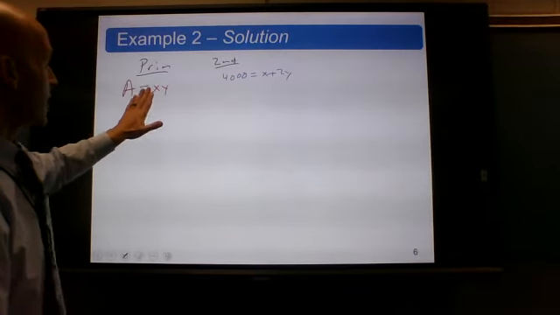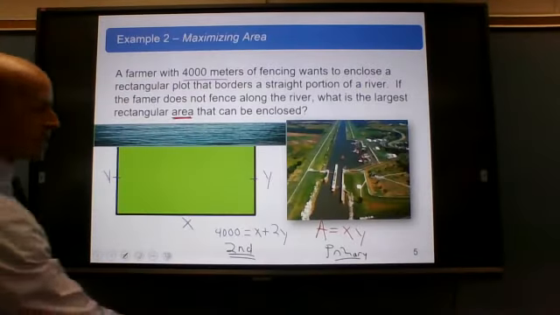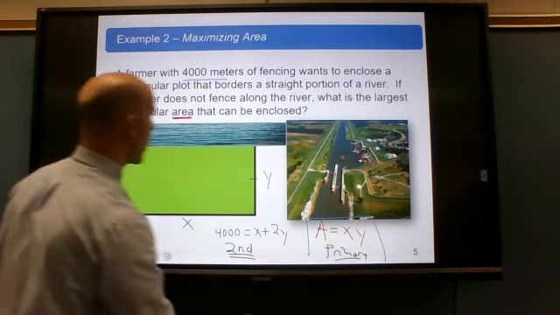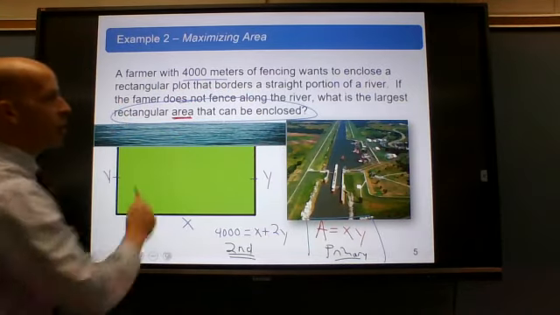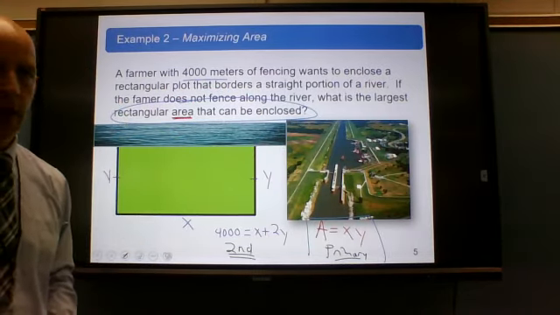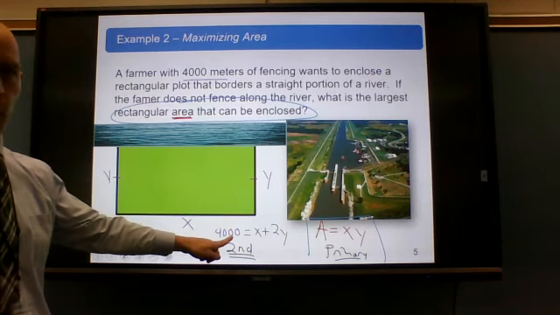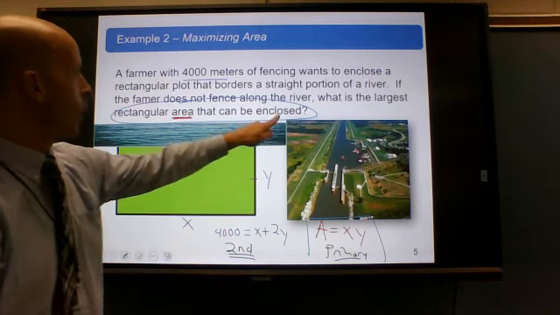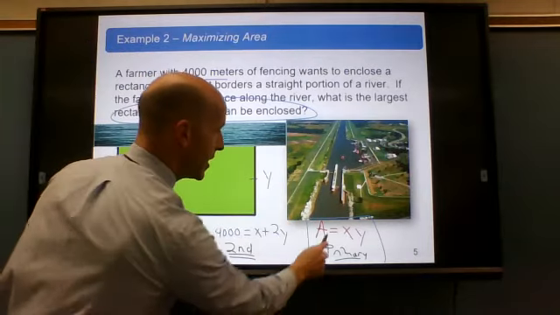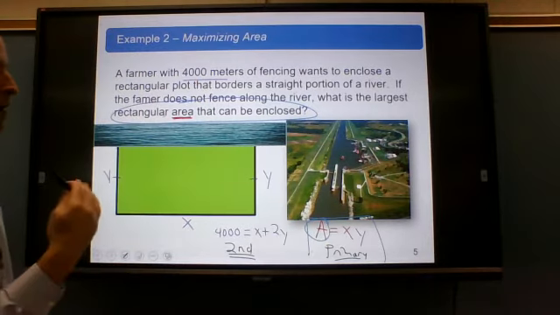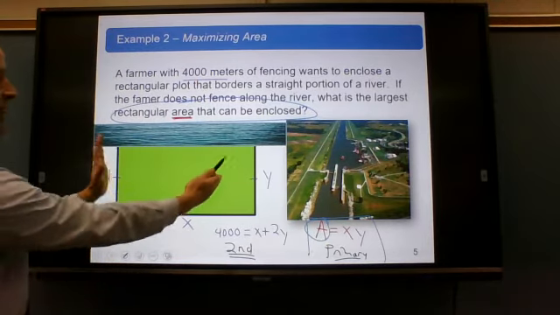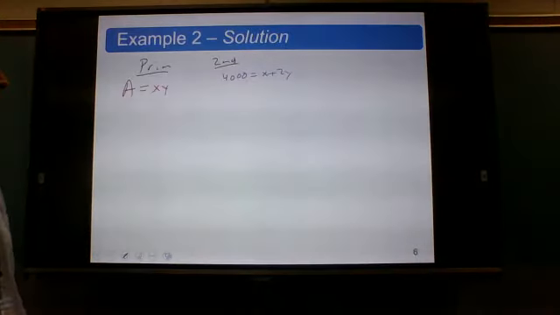And by the way, the reason that this is the primary equation is because that's what the question is asking us. The question isn't asking us about perimeter. It's asking us about what's the largest area. This is area. We want to maximize the amount of area. We want to have as much area as we can in this rectangle.